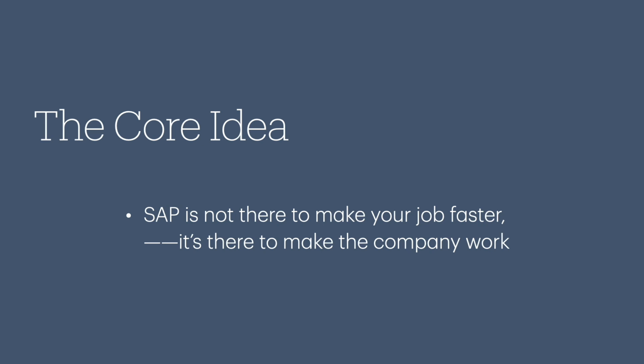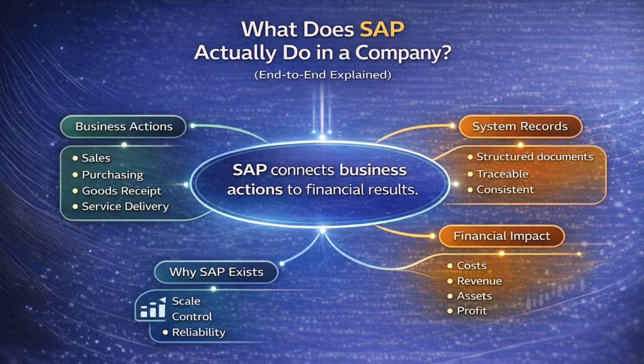Before we finish, let me summarize everything we discussed. SAP captures real business actions, it turns them into structured system records, it connects those actions to financial outcomes, and it keeps the entire organization aligned as it grows. This is what SAP actually does in a company.